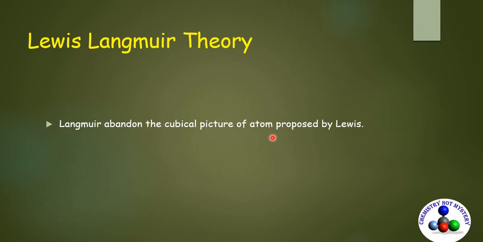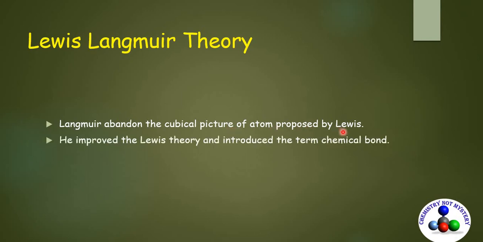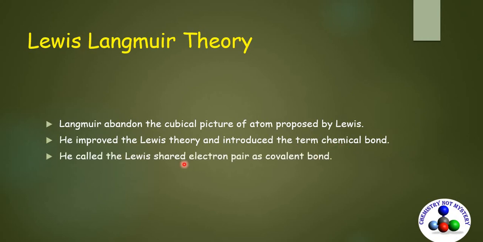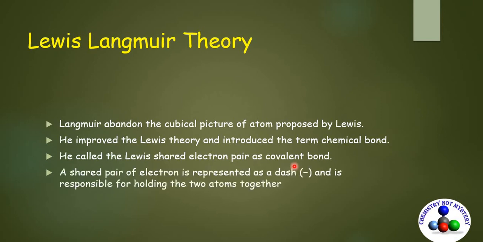Langmuir did some improvement to this theory and proposed a new version of it by the name of Lewis-Langmuir theory. Langmuir abandoned the cubical picture of atom that is proposed by Lewis. He introduced the term chemical bond. He called the Lewis shared pair of electron as a chemical bond. A shared pair of electron is represented as a dash, and it is responsible for holding 2 atoms together.